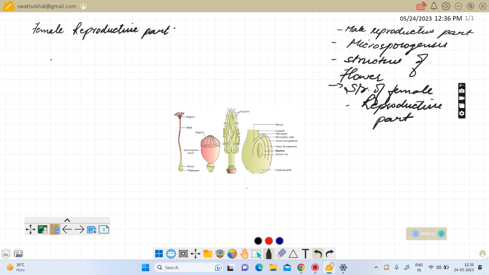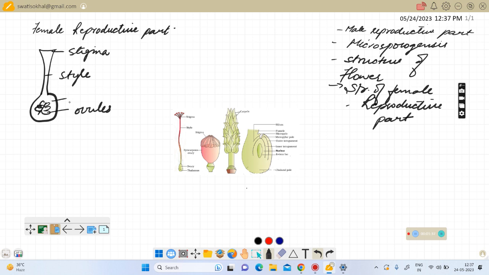Let's take an overview of what we have done about the female reproductive part in the last class. We have discussed this structure. Beta, this is the stigma, the receiving part where the pollen grains will be received. This is the style, from where the pollen tube will enter into the ovary, and the ovary is the swollen part, and in the swollen part, beta, the ovules are present. This is the ovary.